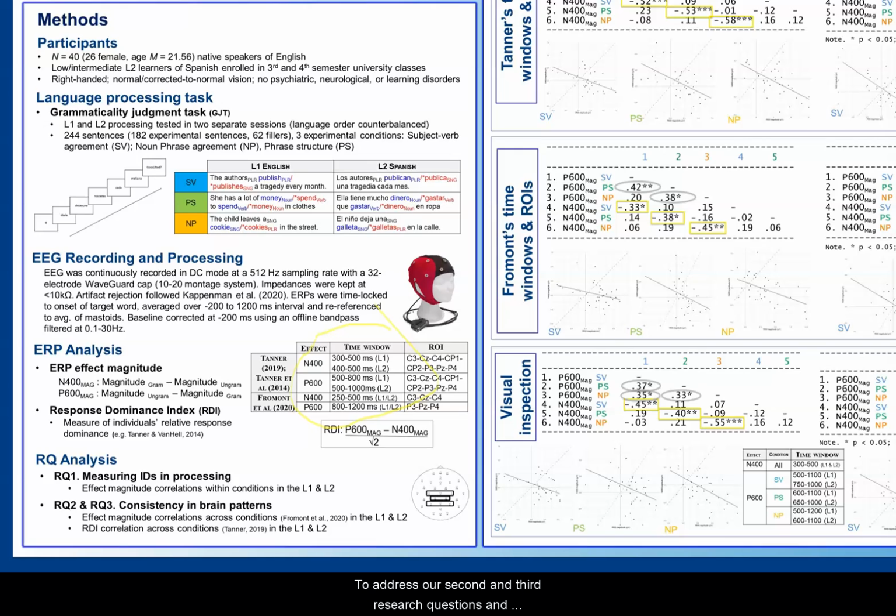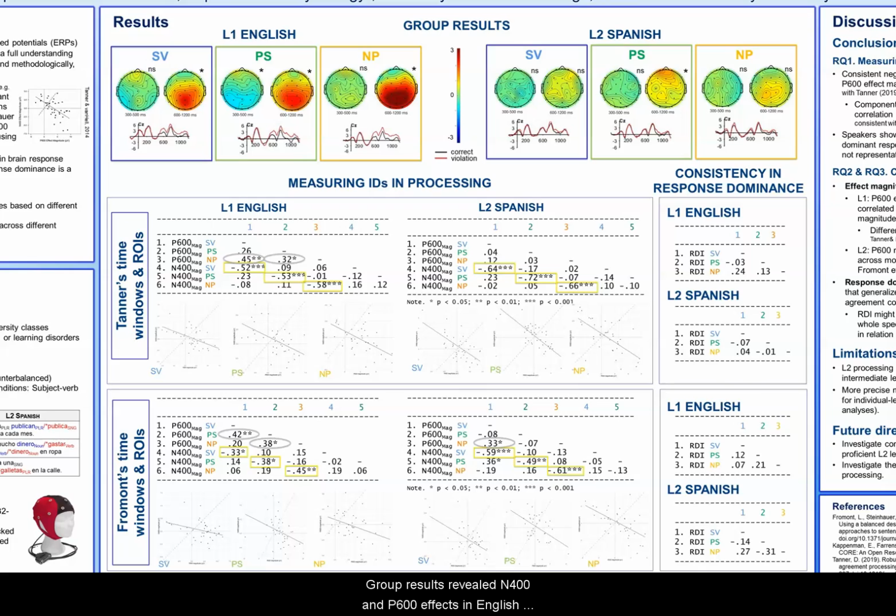To address our second and third research questions and examine consistency in brain responses, we correlated response magnitudes across conditions following Frömand's approach, and also participants' RDIs following Tanner's approach. Group results revealed N400 and P600 effects in English and only a frontal positivity in the L2. To address our first research question and examine individual differences in grammatical processing, we're going to look at the yellow rectangles in the correlation matrix.